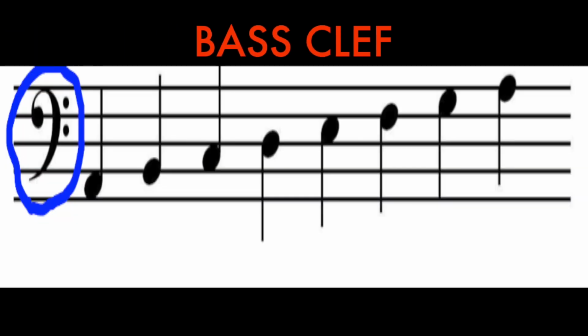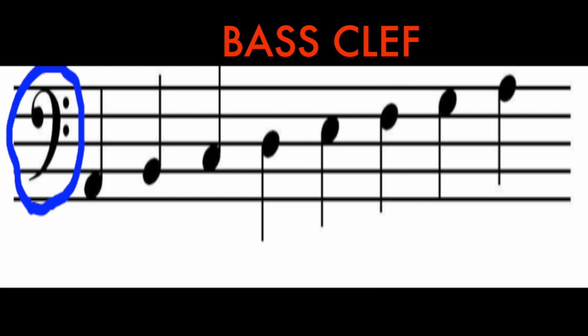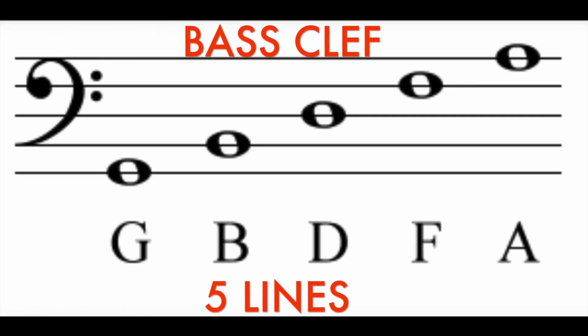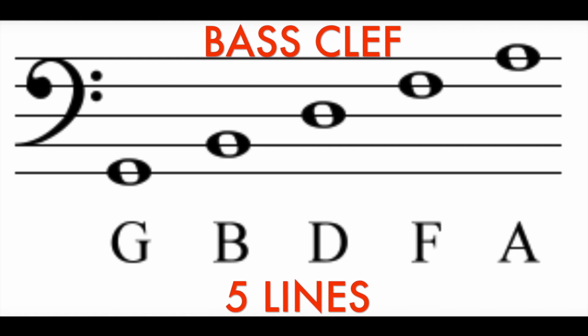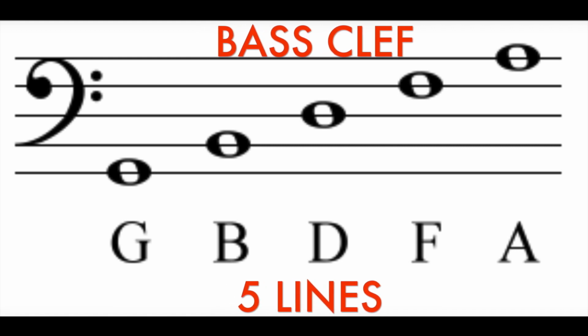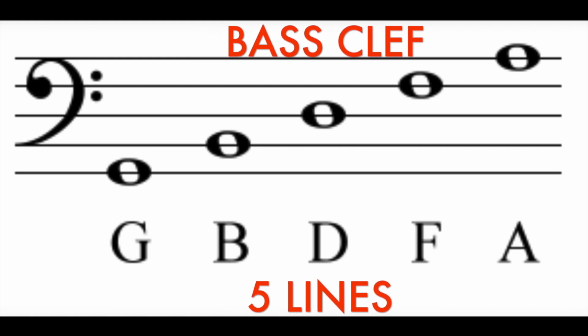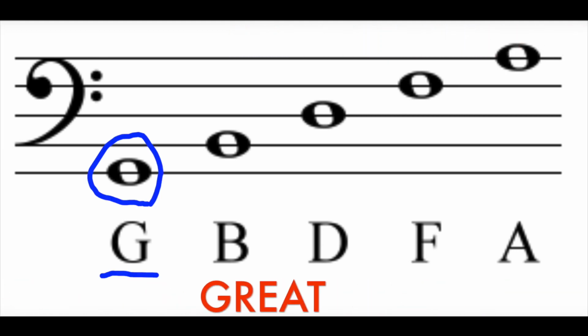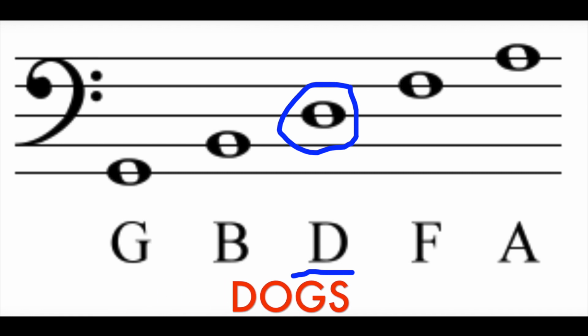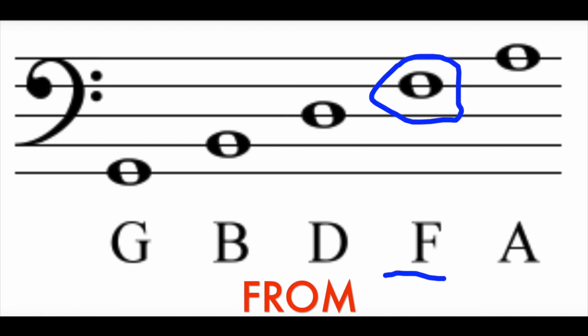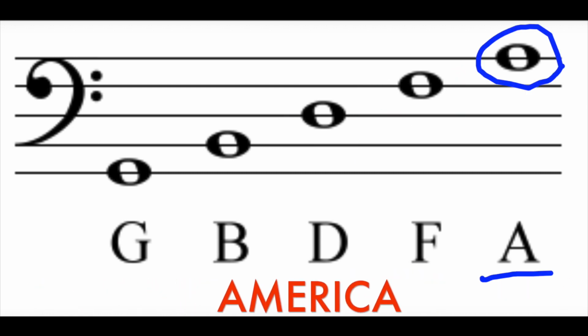In music, the bass clef gives us our lower notes. Like the treble clef, the bass clef also has 5 lines, going from bottom G, B, D, F, and A. First line G, second line B, third line D, fourth line F, and fifth line A.